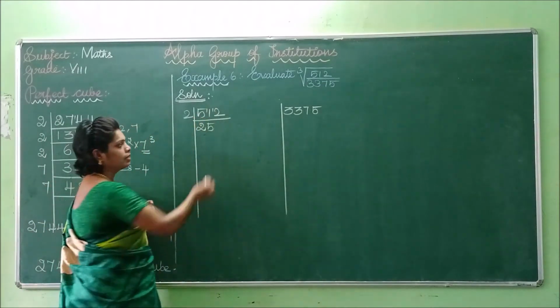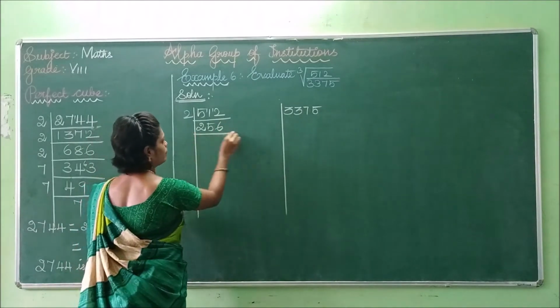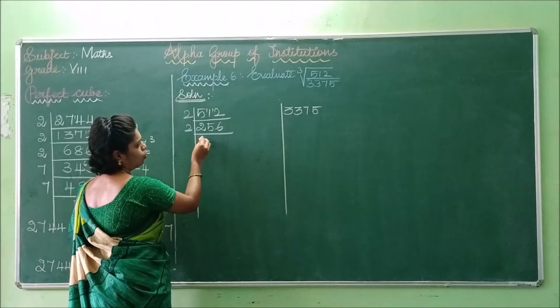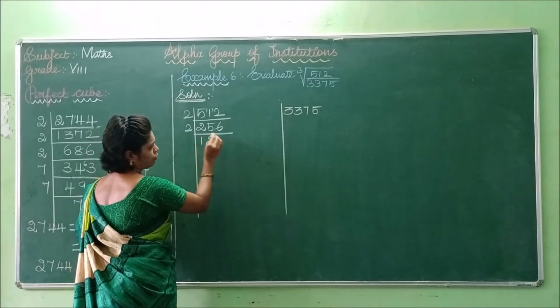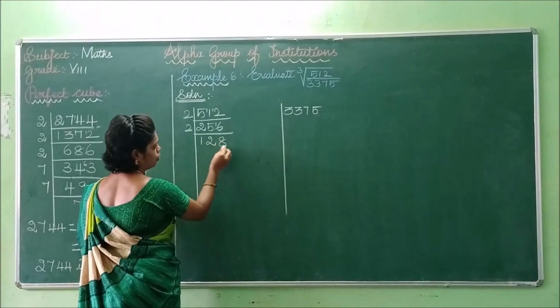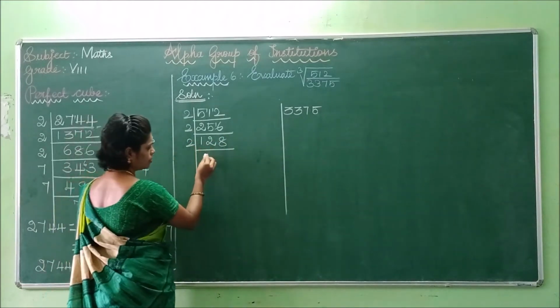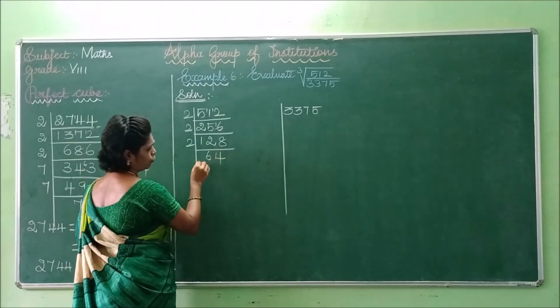So 12 comes as 6 times. This 6 is also an even number, so we can proceed with the 2 table. 1 2s are 2, 2 2s are 4, and remaining 1. 8 times. So 8 is also an even number, so we can do one more time. 6 times and 4 times.